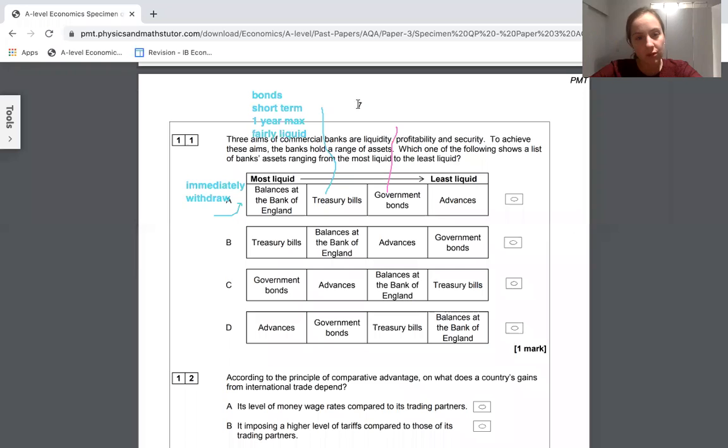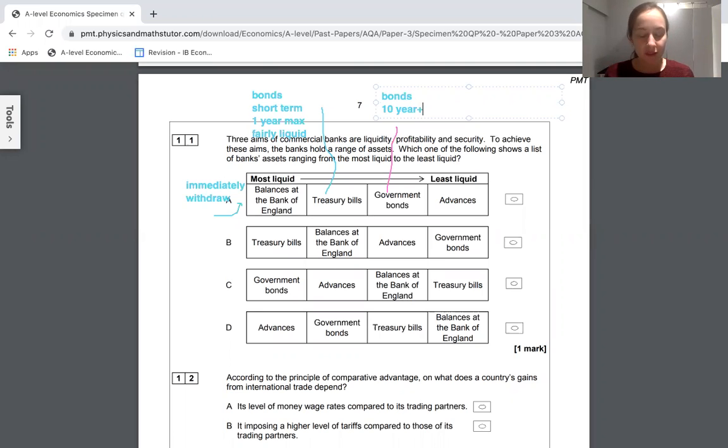Your government bonds are the same, but they're just longer. They're usually around the 10-year mark plus. So it's not really liquid itself. You've got to wait 10 years until you get your money back that you lent out to the government. However, you could always sell it, meaning it's not really that illiquid. You could always sell the bond.